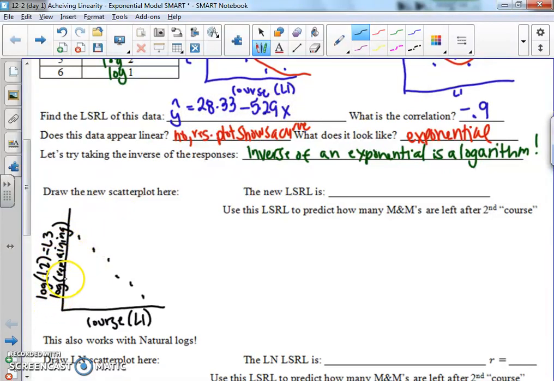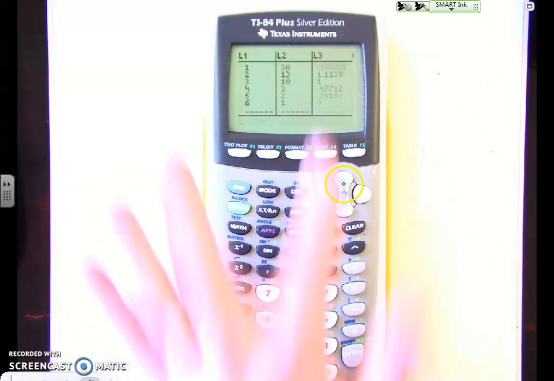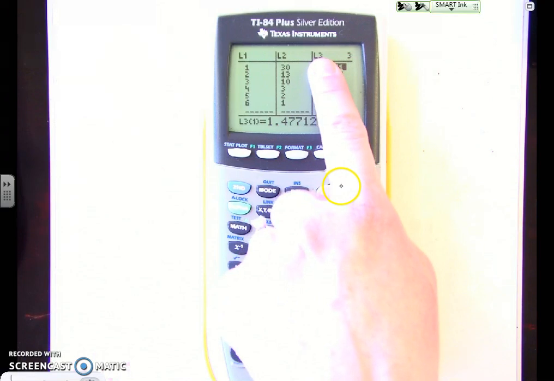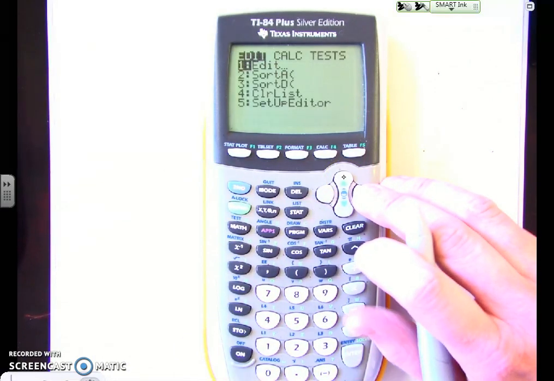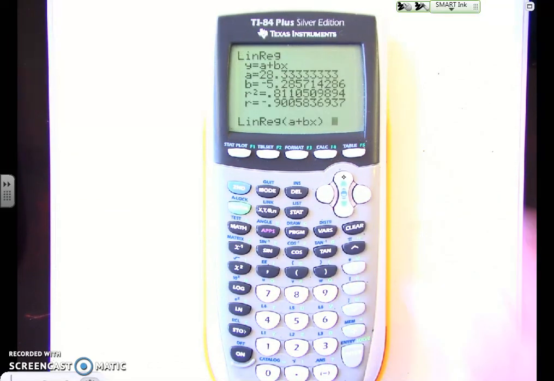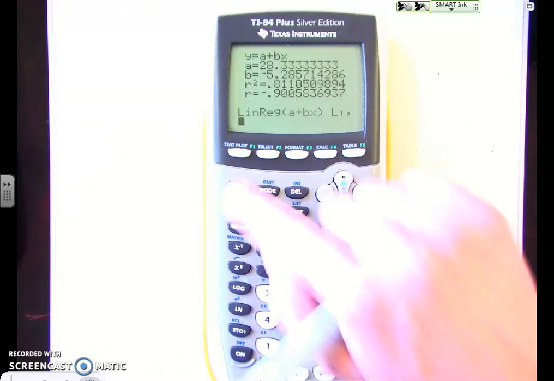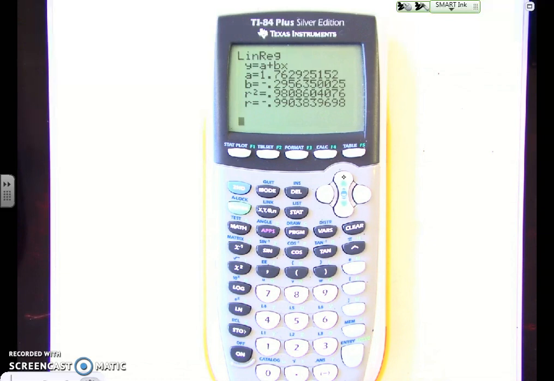So here's what we're going to do, is we're going to find the new least squares regression line. Remember, in my calculator, this is the log of list 2. So we're still going to run the linear regression again. That's calculate option 8, linear regression. But instead of list 1, list 2, we're going to do list 1, list 3, because list 3 is my new response. Now when it does that, it gives me my new equation of the line.